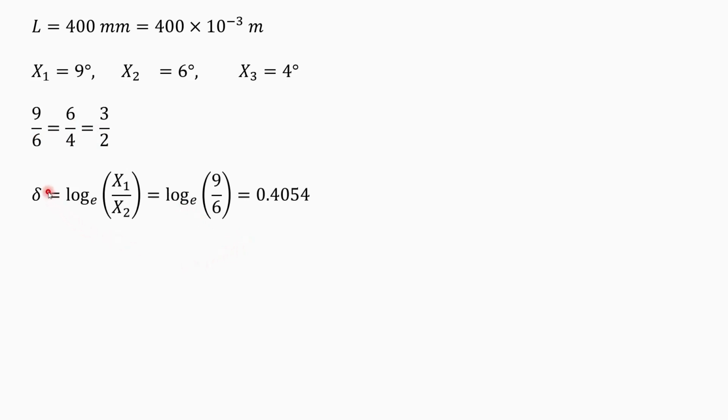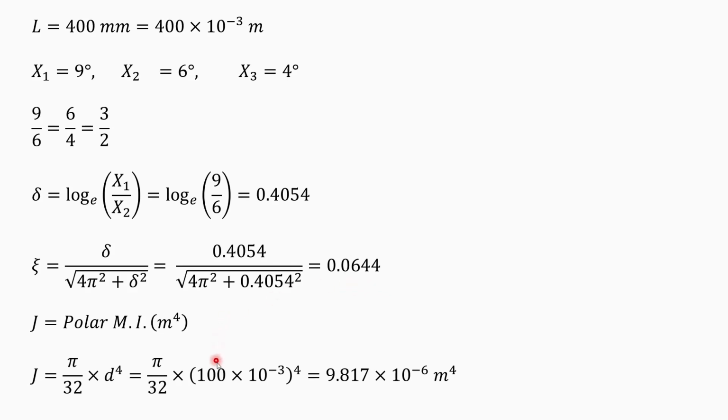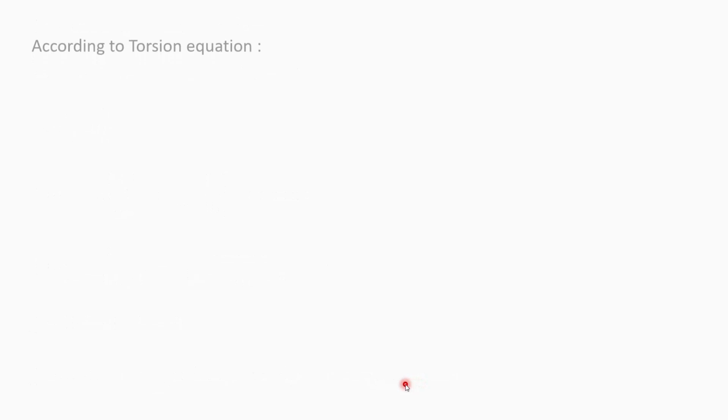So we can easily find out the value of logarithmic decrement, that is delta. It is ln of x1 upon x2, so ln of 9 by 6 or 6 by 4, or 3 by 2. That value will be 0.4054. Zeta is also given by delta divided by square root of 4 pi square plus delta square. So substitute the value of delta, so that we will get the value of zeta, that is 0.0644. Polar moment of inertia for the shaft is pi by 32 d raised to 4, so that value will be 9.817 into 10 raised to minus 6 meter raised to 4.